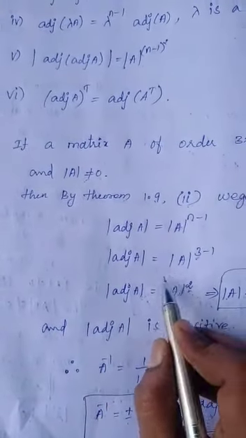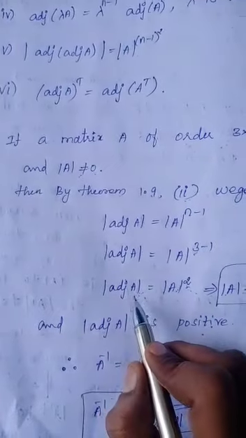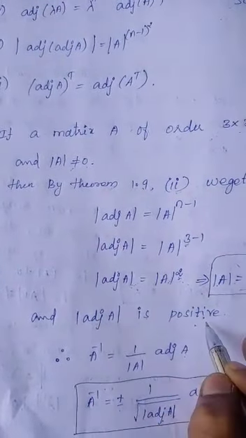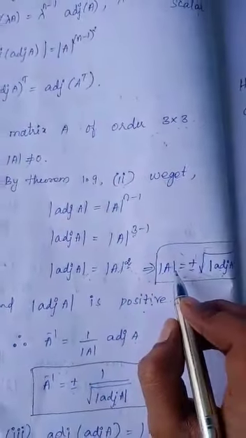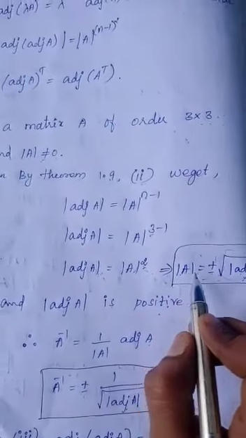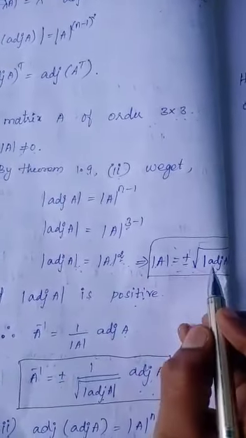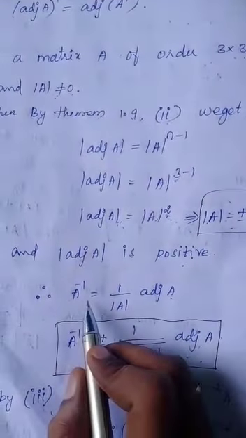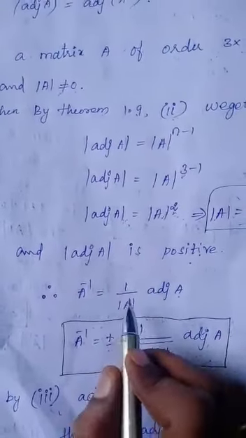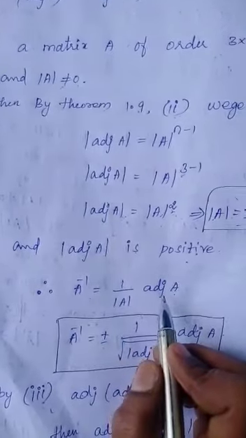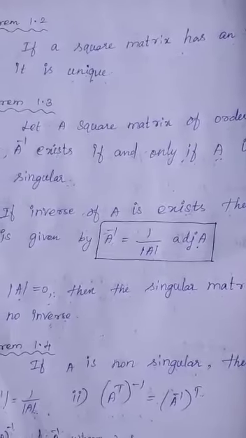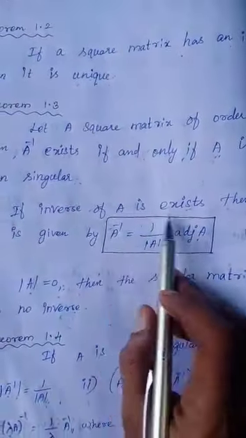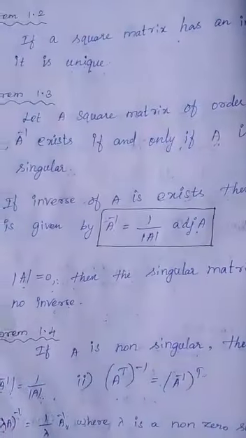A squared value is always positive, so determinant of adjoint A is also positive. So we are taking the square root on both sides. So determinant of A is equal to plus or minus the square root of determinant of adjoint A. Already we studied the definition of the inverse, that is A inverse equal to 1 by determinant of A into adjoint A.